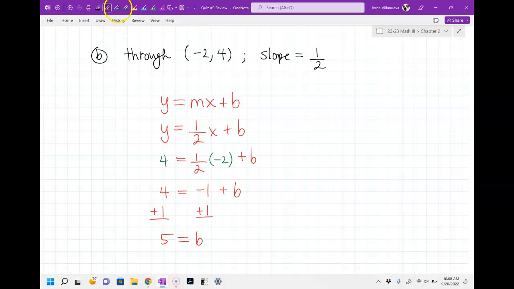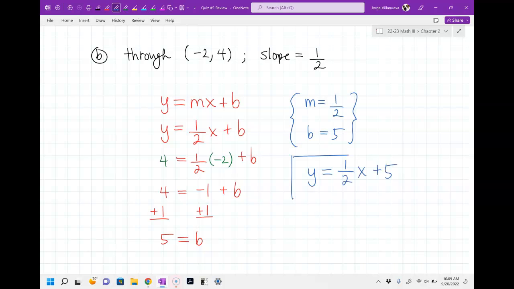So notice, I'm going to write it in a different color over here. M is half, and b is 5. That's what we just found. So let me write that into my equation now. Now that I know all my pieces, it's going to be y equals half x plus 5.